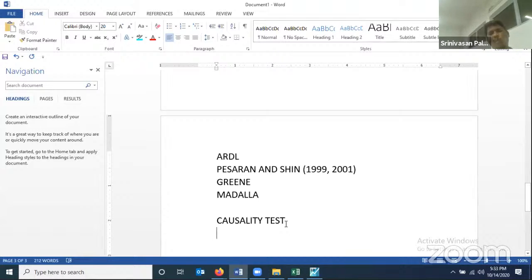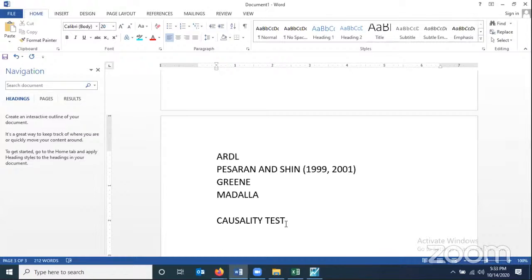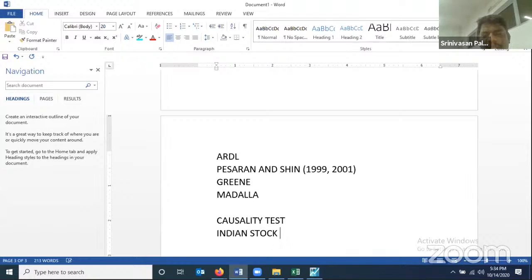Okay, sir? Understood, sir? Participants able to follow? Yes, sir. Yes, sir. Okay, now I'll take a good example. You will take the Indian stock market and the US stock market.